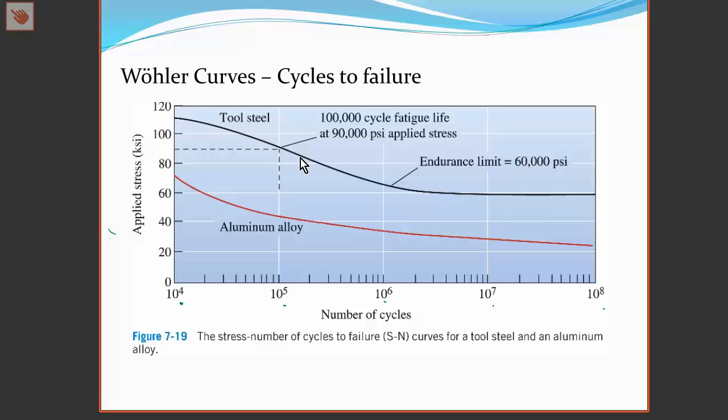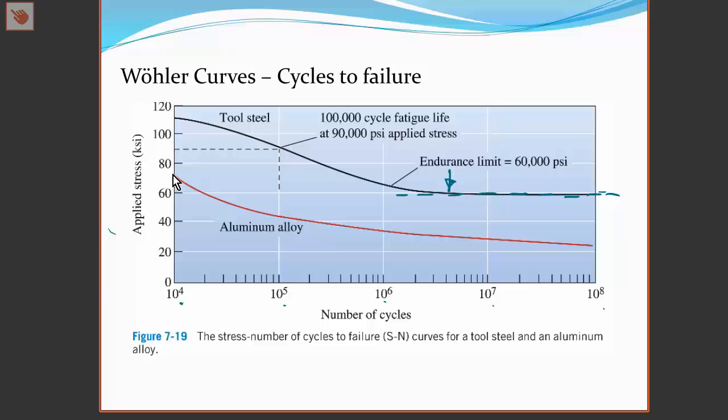In the case of a tool steel, the curve flattens out, and so if we have a stress that is below this level, then it should last forever, for an infinite number of cycles. And this limit is called the endurance limit. The endurance limit. So we can see the arrow should have pointed there. Endurance limit is 60,000 psi.